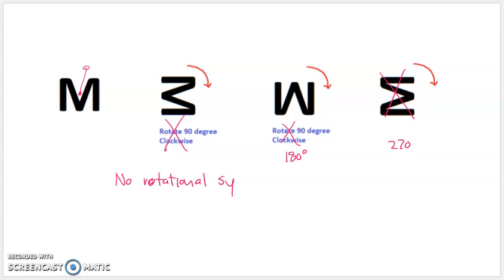Other than 0 and 360, but we don't count those. A 0 means you don't do anything, right? So you don't move it at all. Everything looks the same as it does if you don't move it at all. So the M has no rotational symmetry.